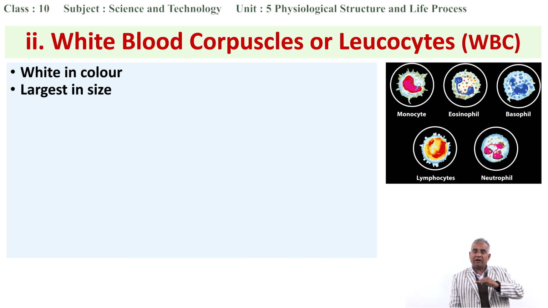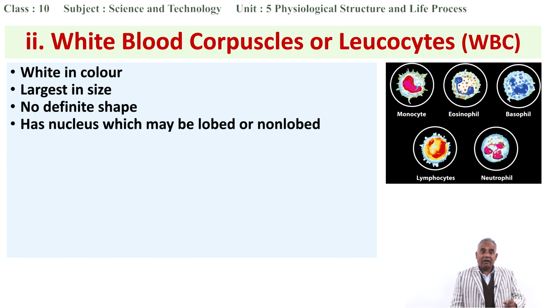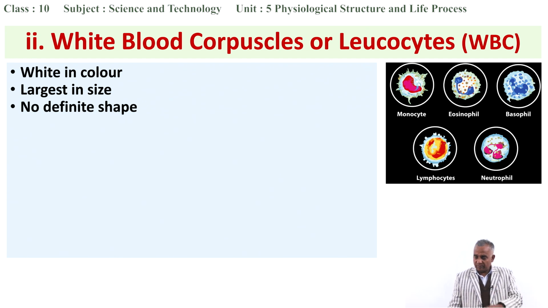Compared with RBC, they are white in color, largest in size, and have no definite shape. Look here, they are of different shapes. That is the shape of the blood cell, not that round. That round is only the space where it is kept. So the shape is not definite.